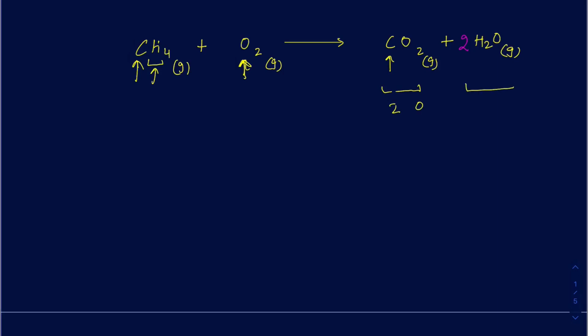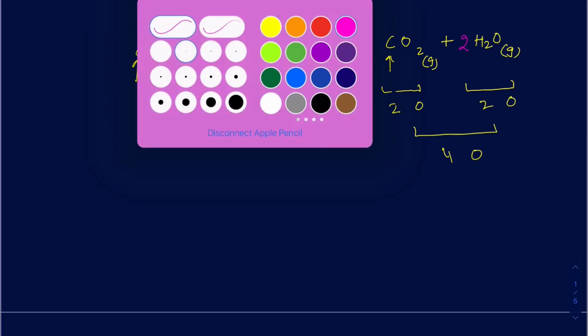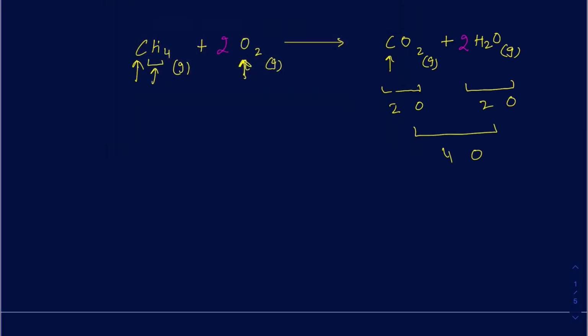And on the water, how many oxygens do I have? Well, I have 2 oxygens as well. So that's a total of 4 oxygen atoms here. So that means you have to make sure you have 4 oxygen atoms on the reactant side, and we can do that by just putting 2 in front of the O2. So that's going to be a completely balanced equation for you.